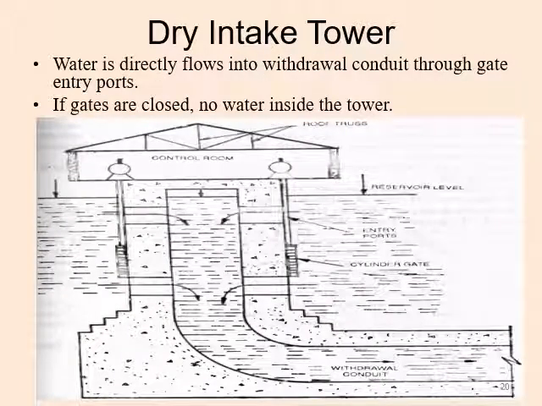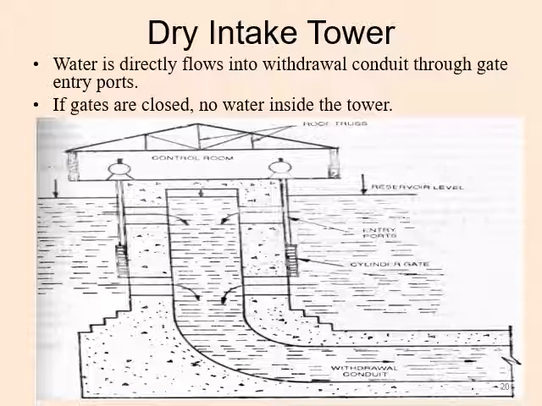And in the dry intake structure, intake tower, water is directly flowed. Here the reservoir level is shown and water is directly flowed into the inside shaft and next to the vitral conduit. So here no outside shell is constructed. It is a single type of intake tower where a simple inside well or vertical shaft, you can call it a vertical shaft, is constructed.